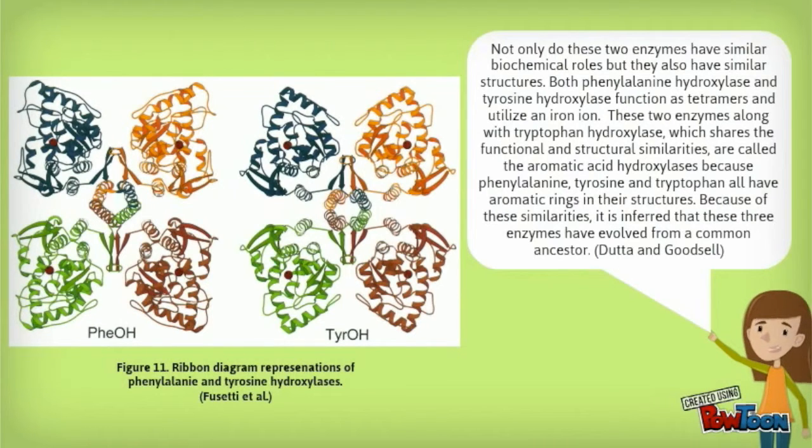Both phenylalanine hydroxylase and tyrosine hydroxylase function as tetramers and utilize an iron ion. These 2 enzymes, along with tryptophan hydroxylase, which shares the functional and structural similarities, are called the aromatic acid hydroxylases, because phenylalanine, tyrosine, and tryptophan all have aromatic rings in their structures. Because of these similarities, it is inferred that these enzymes have evolved from a common ancestor.